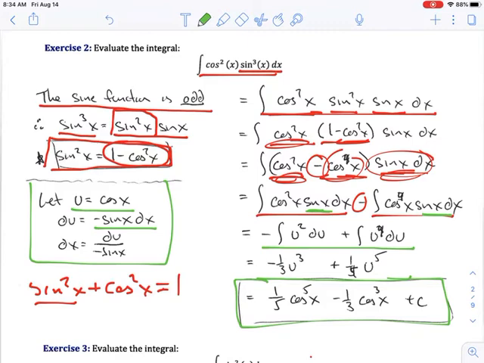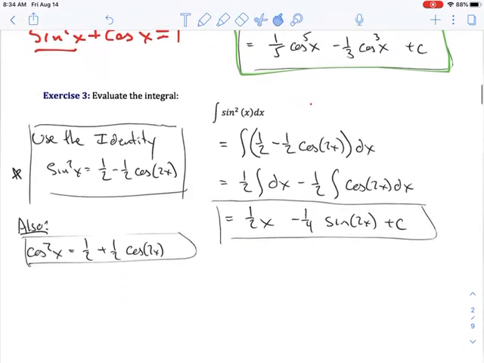So, to recap, when you have a mixture of sines and cosines raised to powers greater than 1, you want to look for either a cosine or a sine that is an odd power. Factor out a single value of the sine or cosine, and then we're going to be breaking it up into a problem where we can use U substitution.